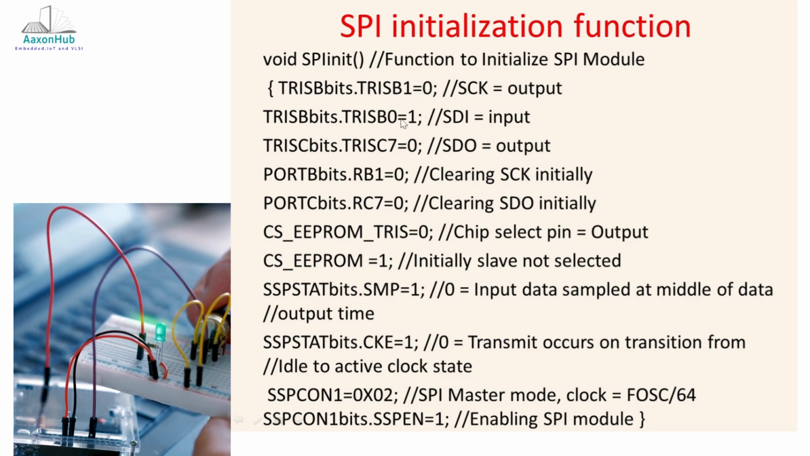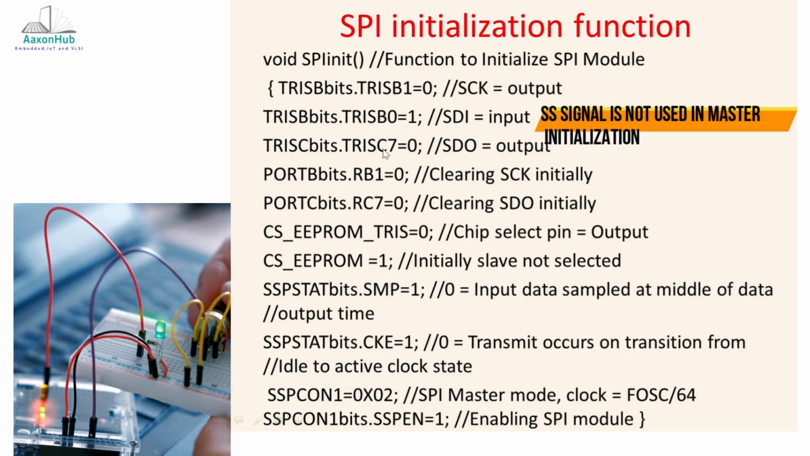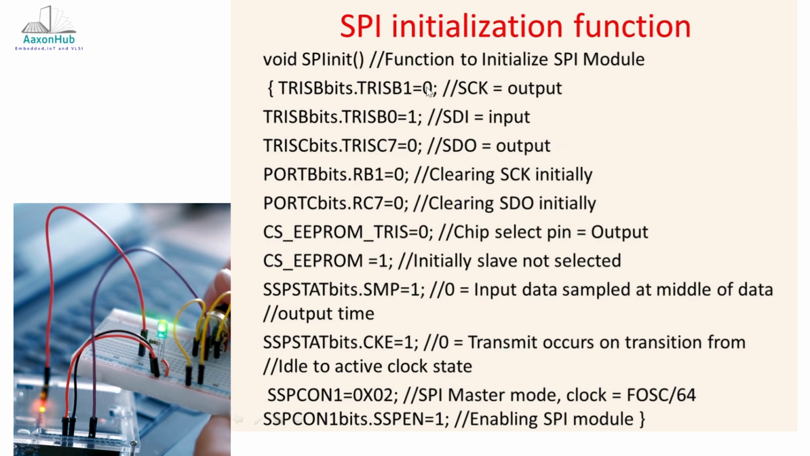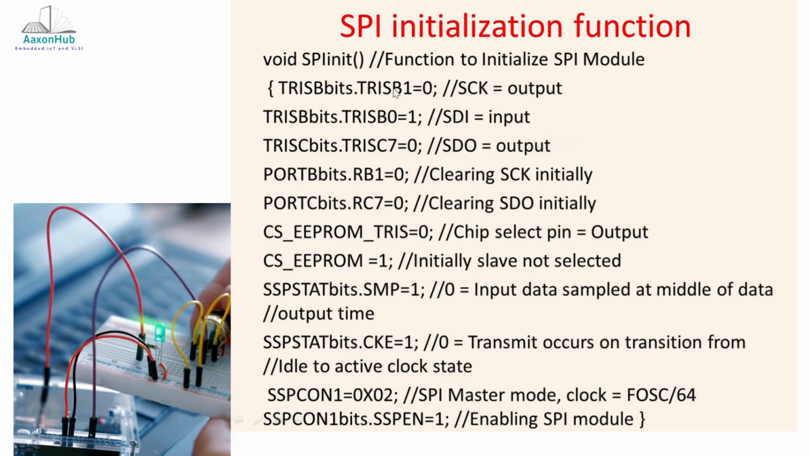Which is nothing but RB1, RB0, RC7. You will be able to know this by looking at the pin diagram for PIC18F4550. From the pin diagram itself, I have figured out which respective port bit is associated with SCLK, SDI, SDO. Likewise, you will be able to identify all the port bits required for SPI or I2C. After that, we are simply clearing the initial data, where SCLK is cleared with 0 and SDO is initially cleared with 0.